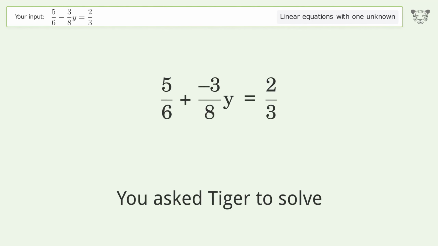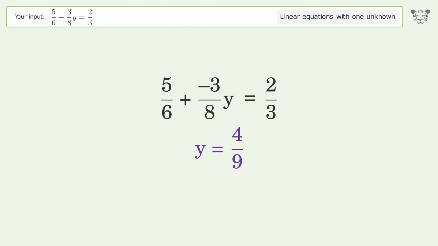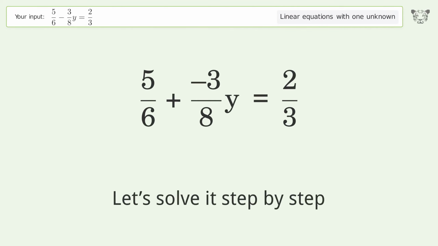You ask Tiger to solve this. This deals with linear equations with one unknown. The final result is y equals 4/9. Let's solve it step by step.